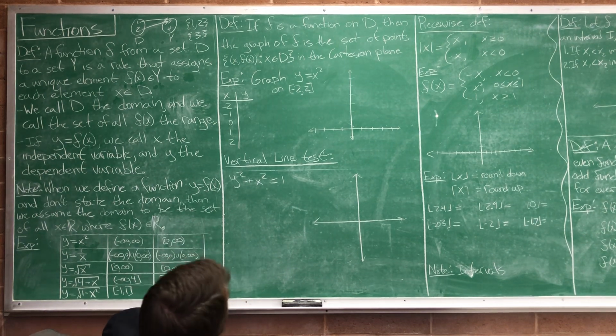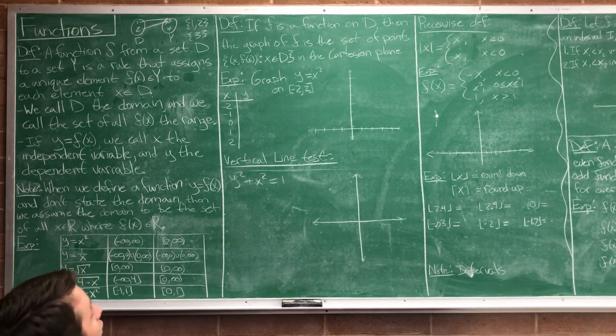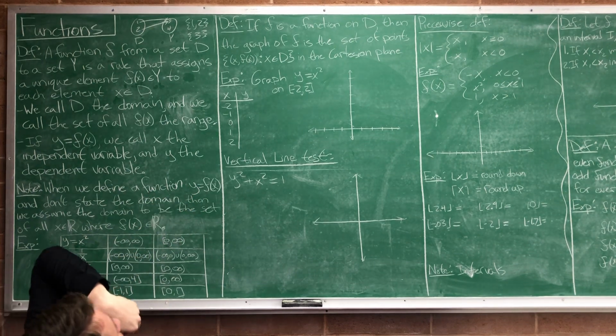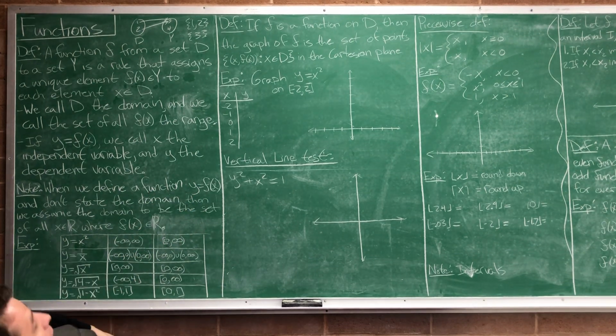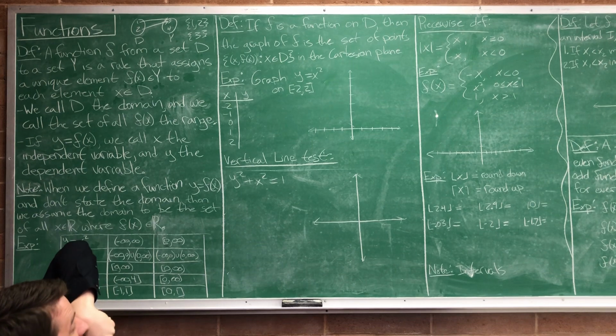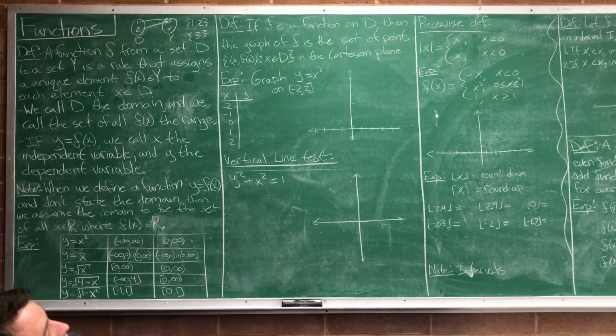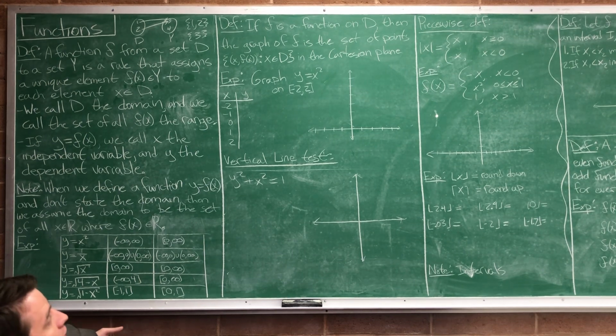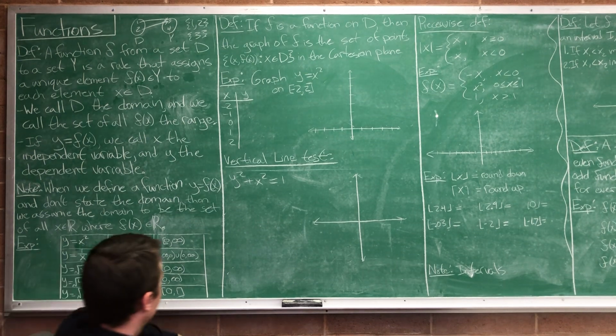Moving on. If f is a function on D, D being the domain, the set of all possible inputs, then the graph of f is a set of points (x, y), or (x, f(x)), for all x in D, in the Cartesian plane. We already talked about this last time. It's just a graph of a function, exactly how you think about it. Think about all the numbers that satisfy the equation as points on the plane, and then you get a function.